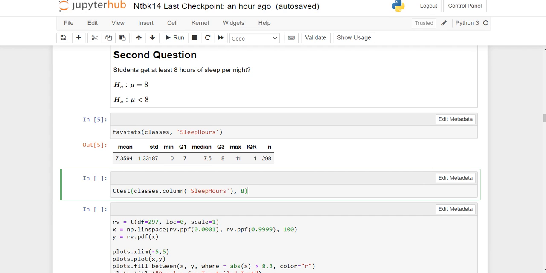And notice that before, where we had pop mean equals 5, you can just tell it what it is. You don't have to put the pop mean equals. You can just say, hey, mu equals 8. Again, it knows to expect that value from the null hypothesis. It's also the value from the alternative hypothesis, but it has to know that value to run the test correctly. Okay, so again, it's classes.column because we need an array of values to go into t-test, and that array of values is going to be the column sleep hours.